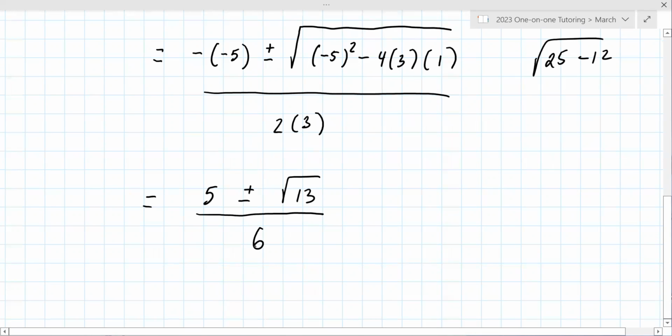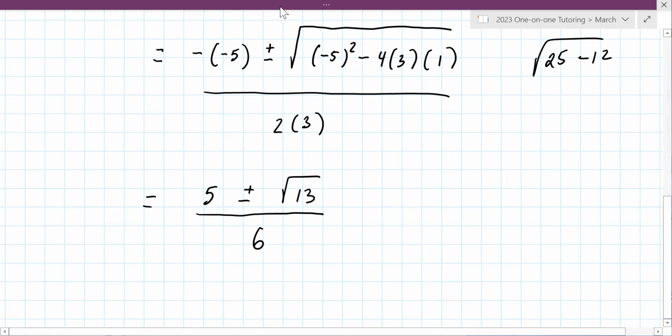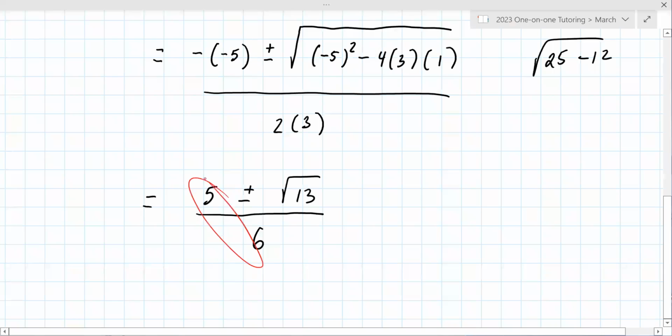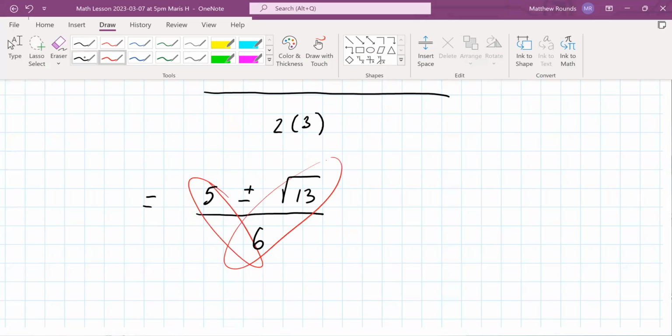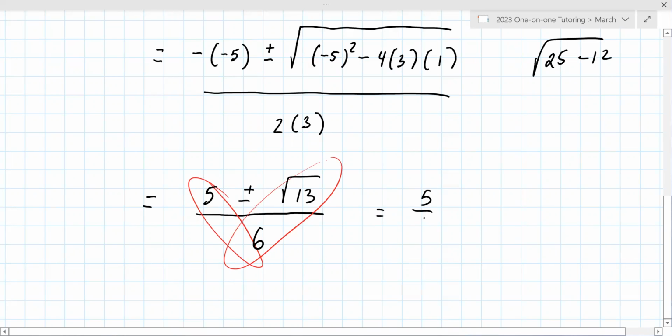So that's over 6. And you're basically done from here. Your teacher may have emphasized that they really want you to divide both of these by 6. And you really can't divide, but you can rewrite it. So it'd be like 5 over 6 plus or minus the square root of 13 over 6.